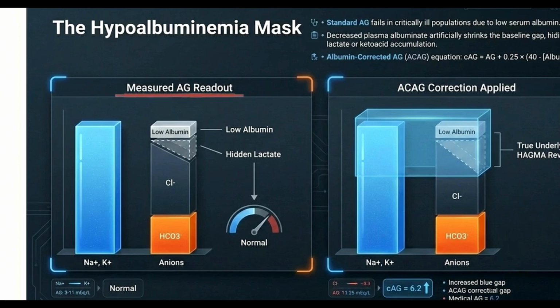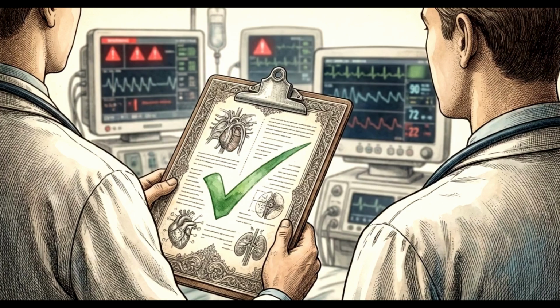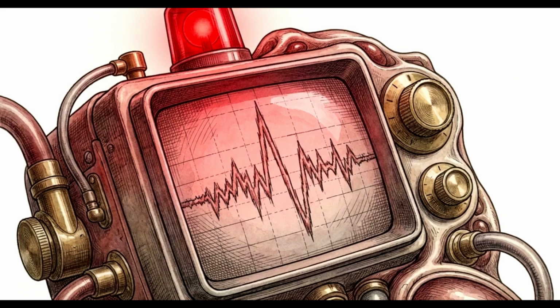Focus on the left panel, the measured anion gap readout. Depleted albumin lowers the negative charge, creating a physiological mask. Lethal organic acids like lactate fill the void. The gap appears normal, keeping the true pathology completely hidden. Relying on an uncorrected anion gap in the ICU provides a false sense of security. It leads clinicians to misdiagnose the severity of the illness, allowing severe occult metabolic acidemia to progress undetected.